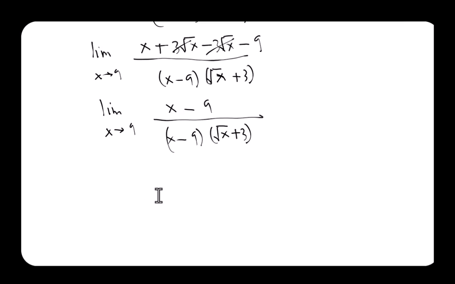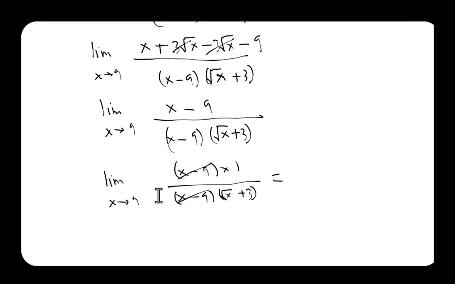Now if we simplify that, we are going to have limit as x approaches 9 of the expression x minus 9 multiplying 1 divided by the expression x minus 9 multiplying square root of x plus 3. Now x minus 9 can take away x minus 9 over here, leaving us with a simple function: limit as x approaches 9 of the expression 1 divided by square root of x plus 3.